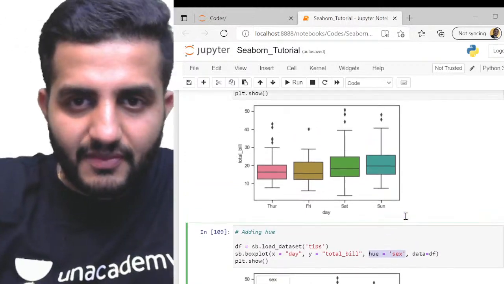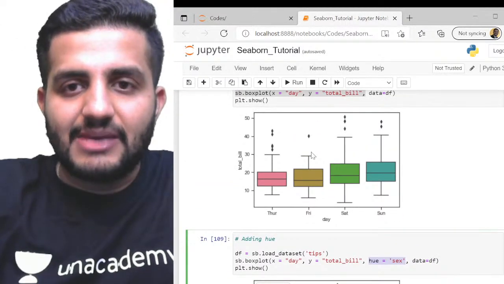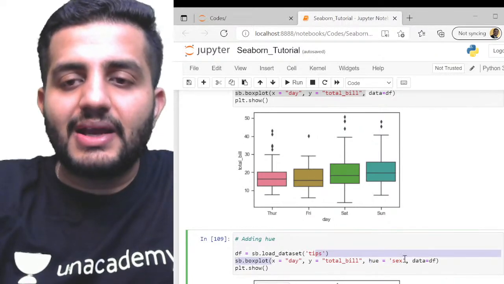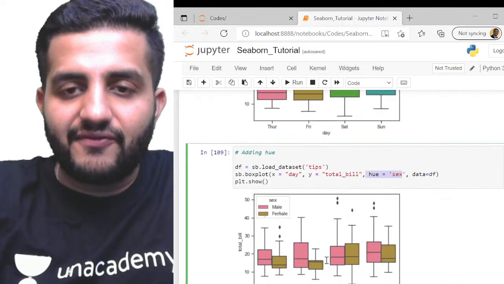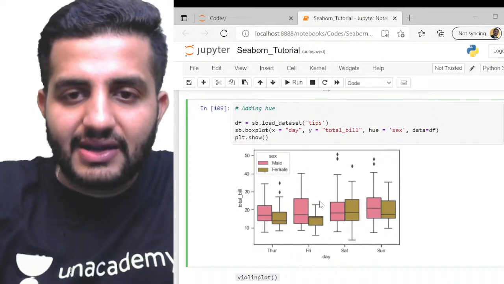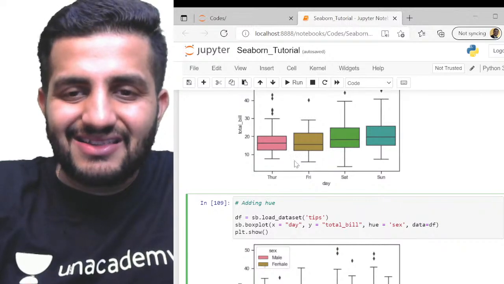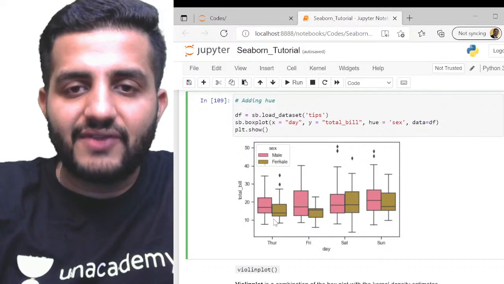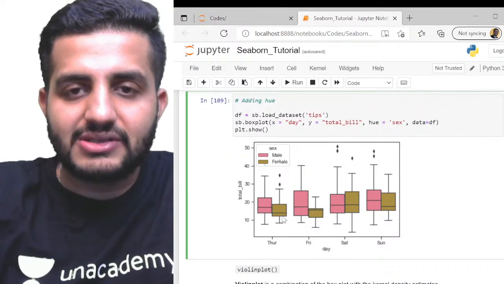So now the same graph, the day and the total bill, I'm now splitting it based on my gender, so basically my male and female. So now can you see this? I have just used it, and it has bifurcated the same single Thursday Friday graph into two different things. So now I have here male and female, so the pink is male and the brown is female.